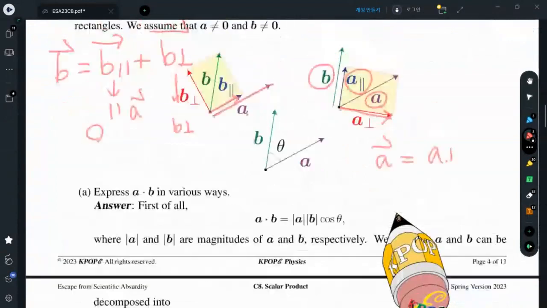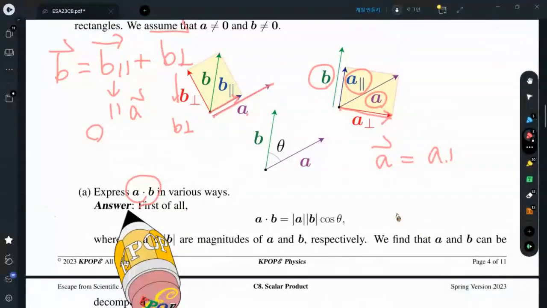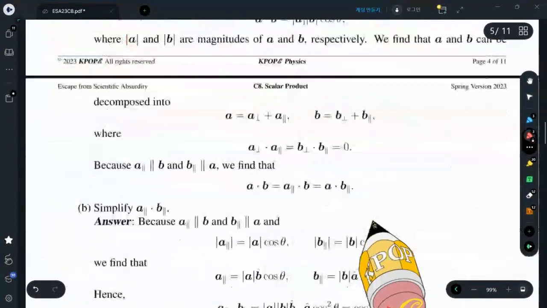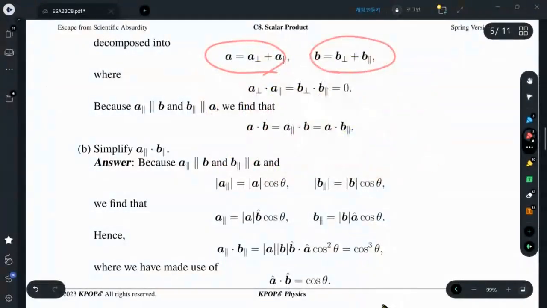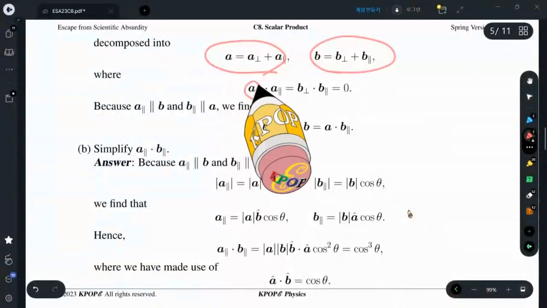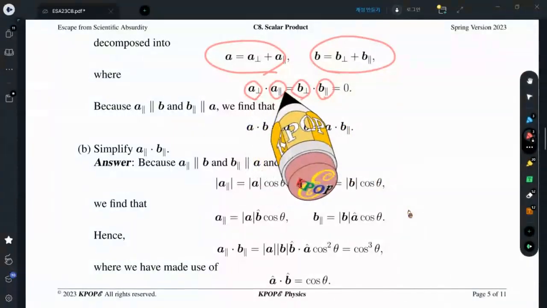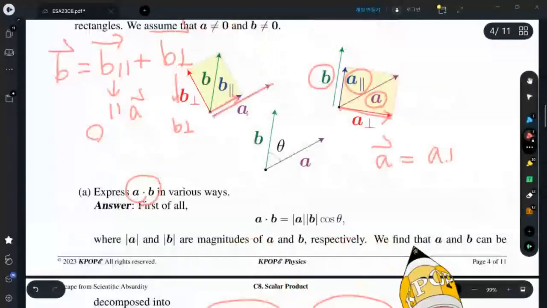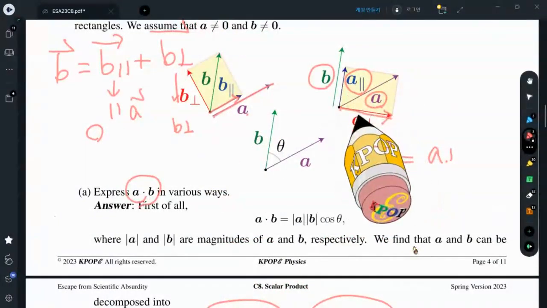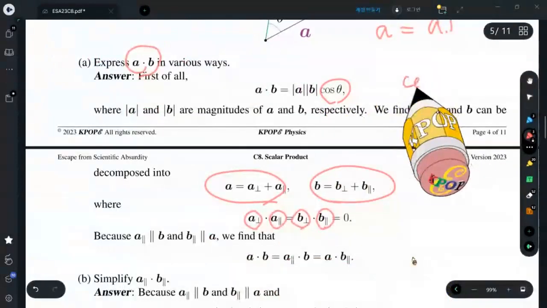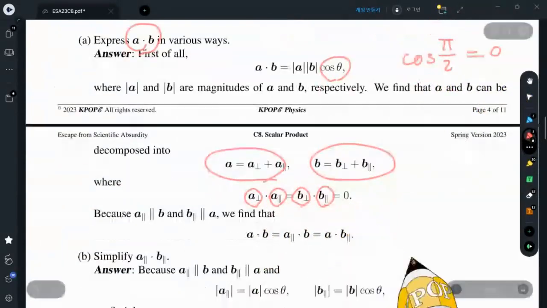The parallel component can be easily read off by making use of the scalar product we just defined. Here, what you find is a scalar product of two vectors that are perpendicular to each other. Parallel and perp are perpendicular to each other. Perpendicular to each other, cosine of half pi equals 0. So they are all 0.